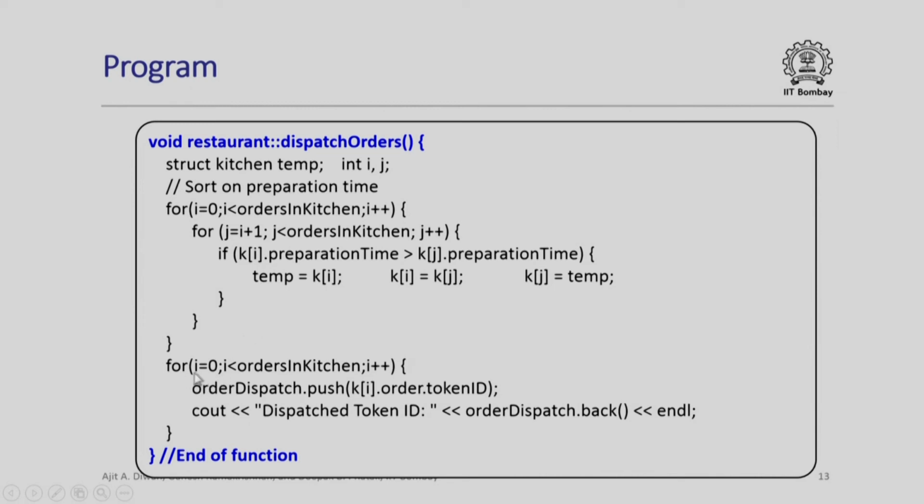All that we do is for i equal to 0 to orders in kitchen, suppose there are 4 orders, 10 orders or whatever, one by one we take the order token ID and the ith element of k and push it onto order dispatch. For the benefit of confirmation, we just print that the dispatch token ID is so and so. Notice what we have done. In the dispatch order, we have assumed that orders are prepared as per the time of preparation. Using that, we have sorted the array on preparation time. Then we are simply pushing sequentially from that sorted array one order after another in that sequence to the dispatch queue.